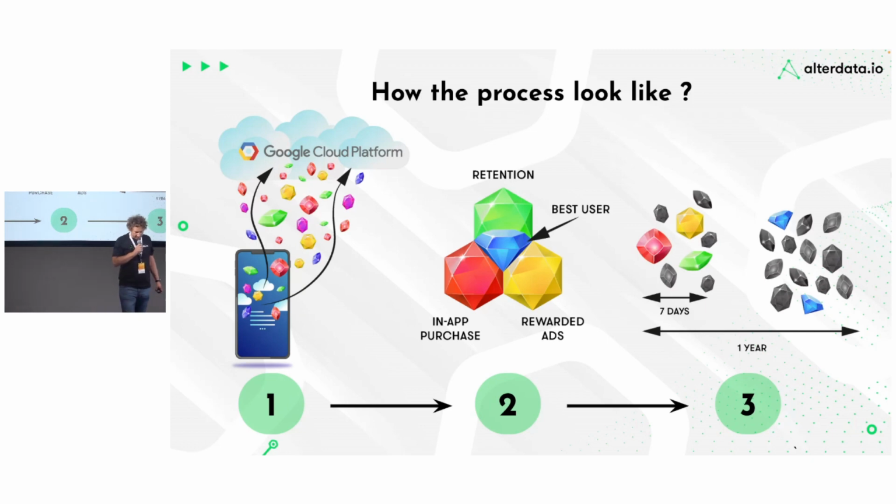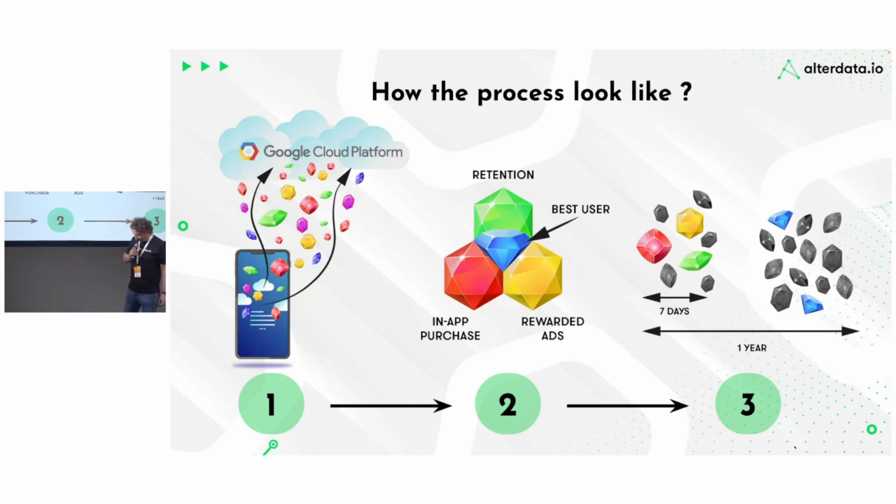The next step was we needed to define what we are interested in. I mean, the areas and the KPIs that we are interested in. Basically, it was retention, in-app purchases, and rewarded ads. When we combine those needs, those KPIs, we can create something we call best user or good user or whatever. So we need to know what areas are important in our particular title.